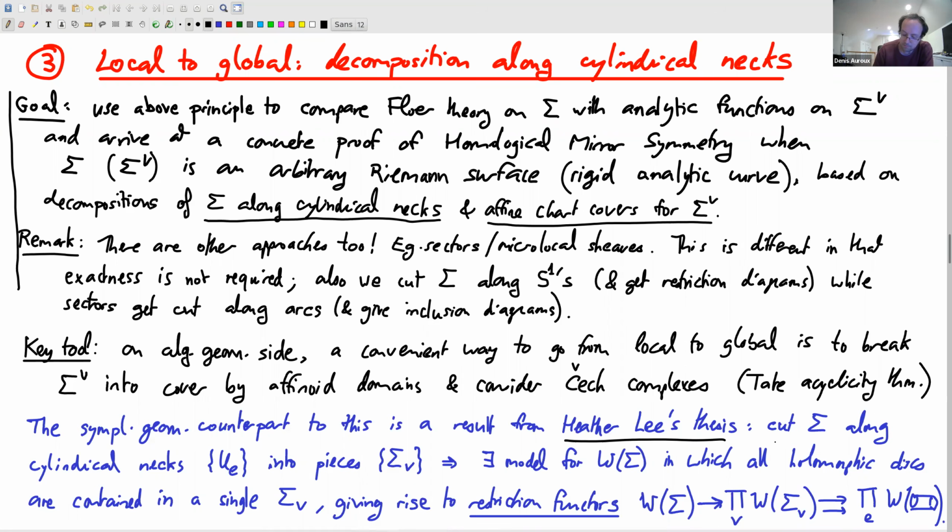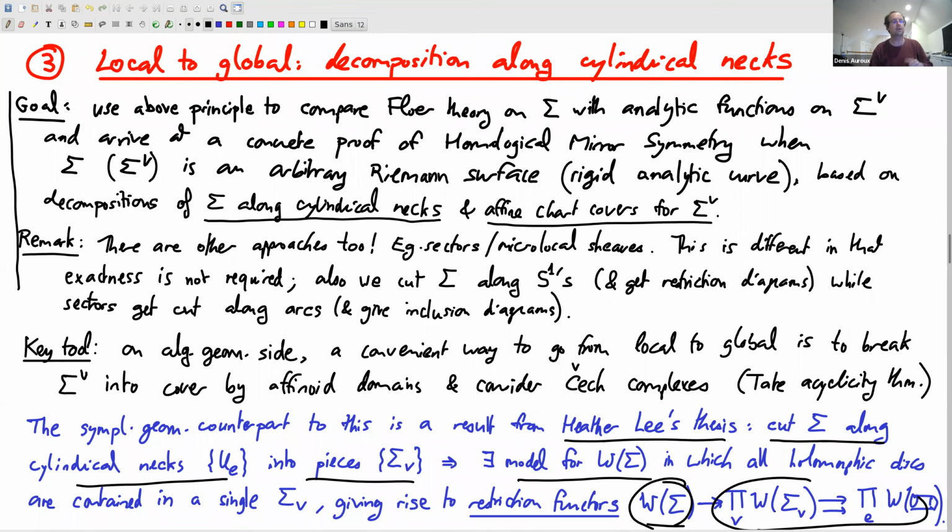So the idea is, if you cut a surface sigma along cylindrical necks into pieces, then Heather Lee's construction produces a model for the Fukaya category of sigma in which all the holomorphic disks will remain inside a single piece at a time. And so there will be restriction functors just by discarding all the stuff that's not inside one piece of your decomposition. What's interesting is that this category will actually be equal to the limit of this diagram.